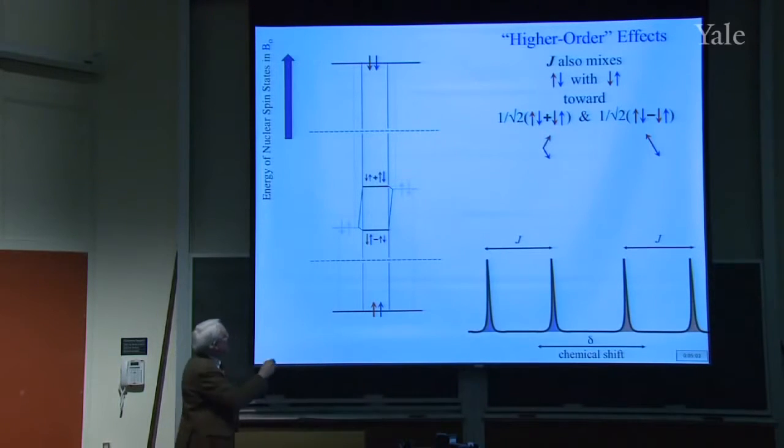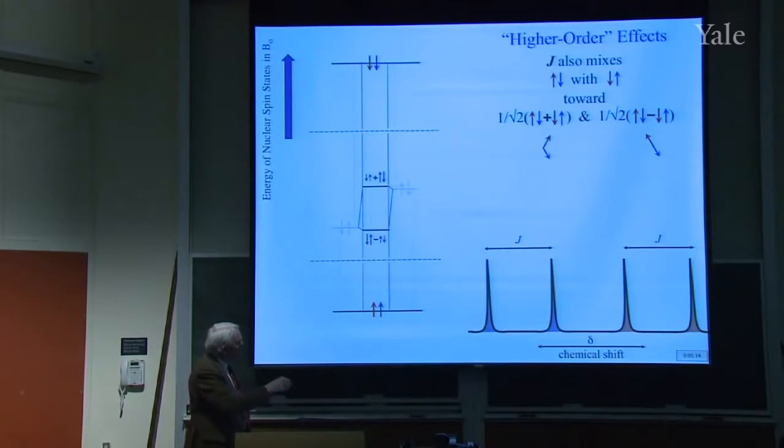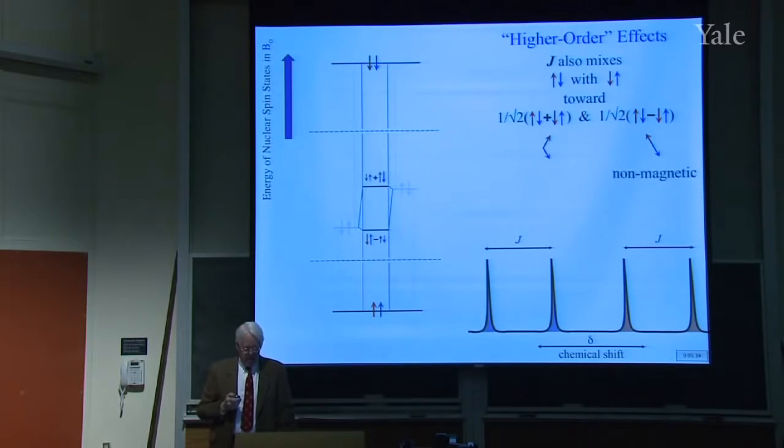So notice that makes both of the reds a little bit smaller, right? And both of the blues larger, right? So it shifted the reds to the right and the blues to the left, right? So delta isn't exactly what you thought it was going to be, right? That is, the average of those two isn't exactly the chemical shift because of this higher order effect. But there's something much more interesting that happens, right?